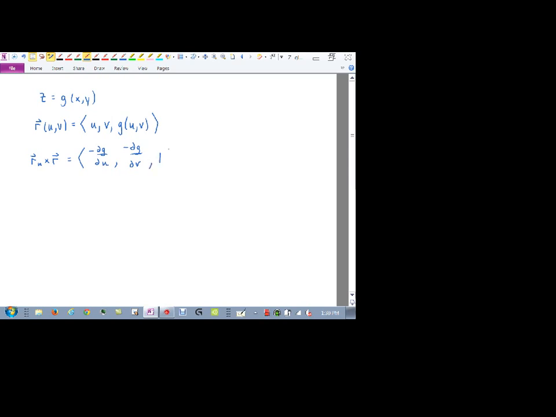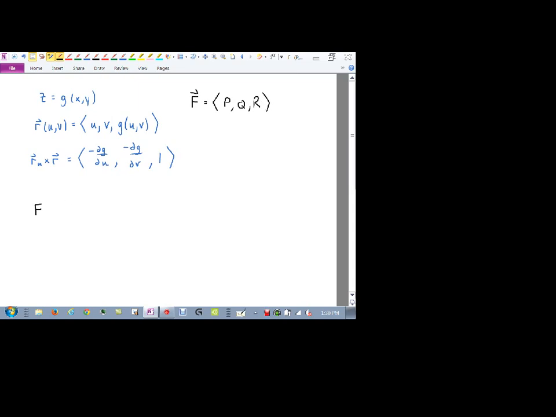And 1. All right, that's what we got. Now, if F is some vector field, which I'm going to act like I don't know what it is, so I'm going to call it PQR. Right, those are components of the vector field. Then when I dot those two, what do I get?